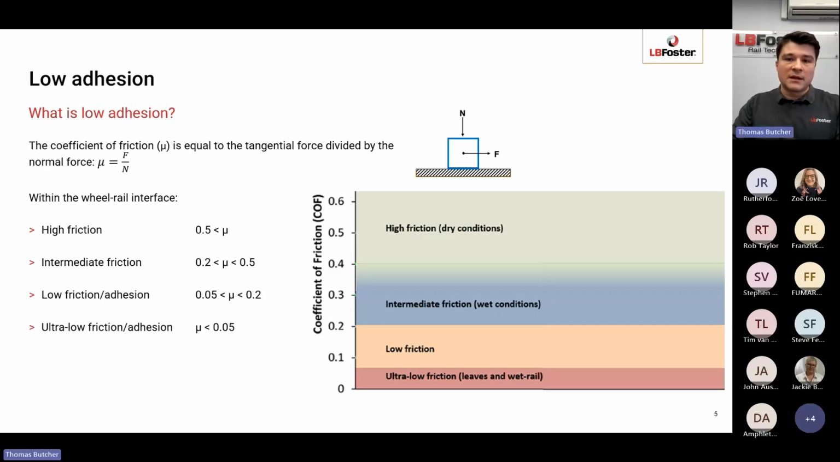For wheel rail contacts, the railhead friction is usually broken down into high, intermediate, low and ultra low levels, though these thresholds can vary depending on other circumstances. Typically, high friction has a coefficient above 0.5, intermediate is between 0.5 and 0.2, low is between 0.2 and 0.05, and ultra low is below 0.05. There is much debate, but these are typical figures. LB Foster would usually consider a range of 0.3 to 0.4 to be intermediate friction.